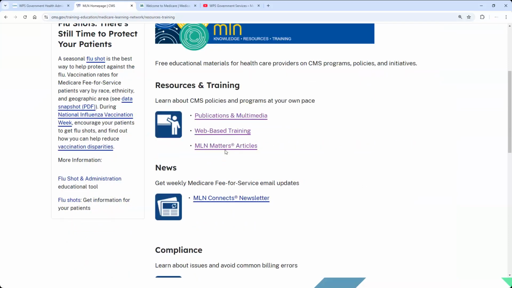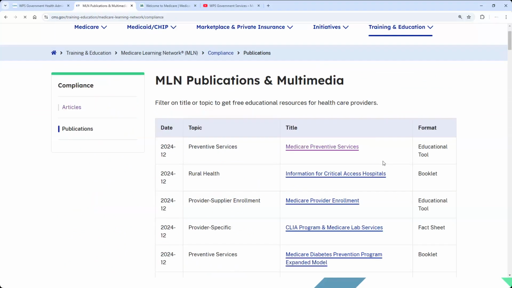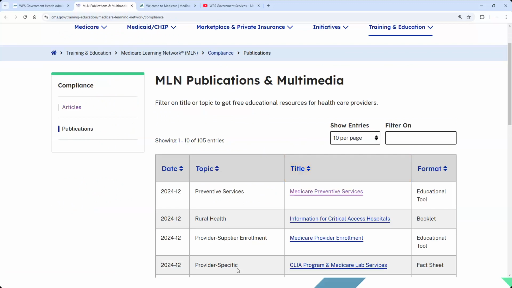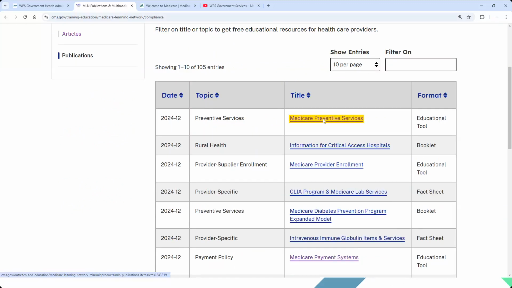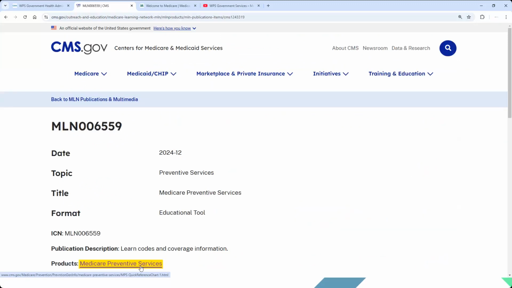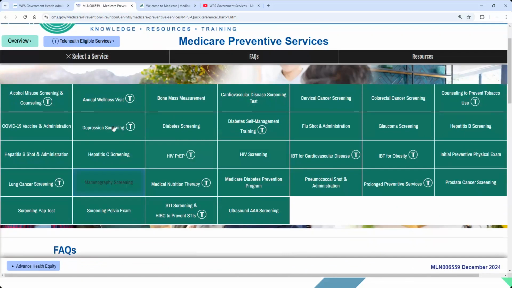The most common one that people are looking for is this publication and multimedia. Web-based trainings are great. They do offer you certificates at the end, and you can translate those into CEUs by contact hours. But the publication and multimedia, there we go. It does have a filter on it, so you can search whatever you want. One of the areas that we were specifically asked about is some preventive service stuff. This is a great little training chart for it. Again, it was the first item. It's called Medicare Preventive Services. You can pick your preventive service and it'll walk you through all kinds of information on it.